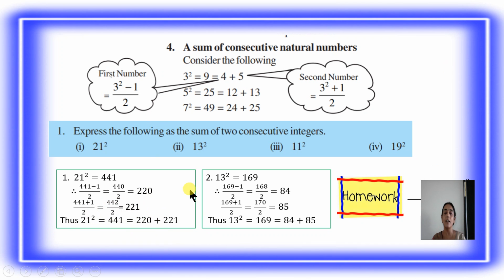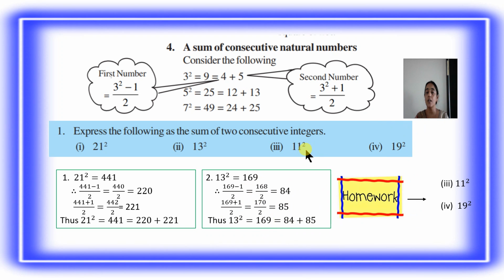Similarly, 13 square, 169. So 169 minus 1 upon 2, which is 168 upon 2, that is 84. And 169 plus 1 upon 2, that is equal to 170 upon 2, and that is 85. So 13 square is equal to 169, which is equal to 84 plus 85. Similarly, you will do question number 3 and question number 4 by yourself in your notebook.